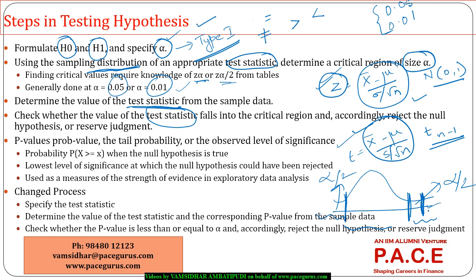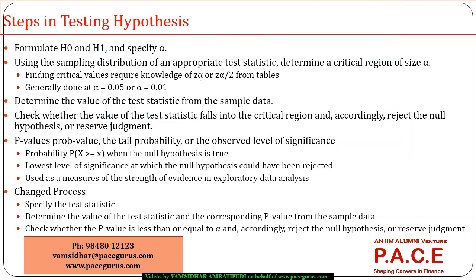I am looking at where my test statistic is falling. Is it falling in the rejection zone, or the critical region, or is it falling in the acceptance region? Based on that, we are either rejecting the null hypothesis or we are not able to reject the null hypothesis. That is the typical process that goes into testing a hypothesis for a particular parameter, or for some set of parameters, based on sample data. So that is the total set of steps involved in hypothesis testing.